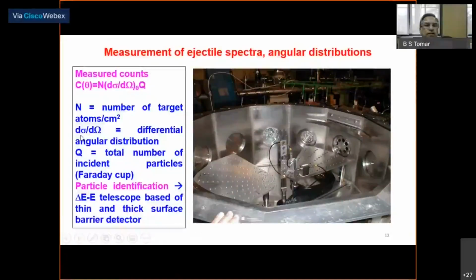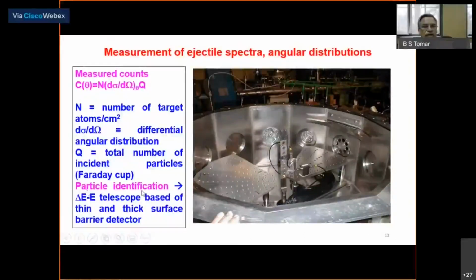So you determine the cross section by this experiment, and you can integrate over the angle to find out the total cross section for that reaction. The total number of incident particles you determine in the Faraday cup, and if you want to determine the current, you can. In fact, in this reaction, you don't need the current. Total charge collected is needed if required.